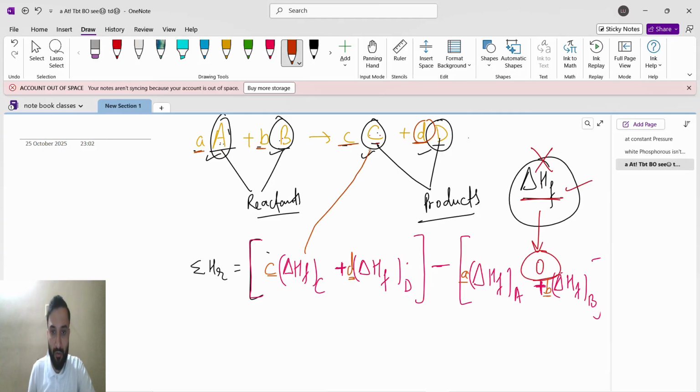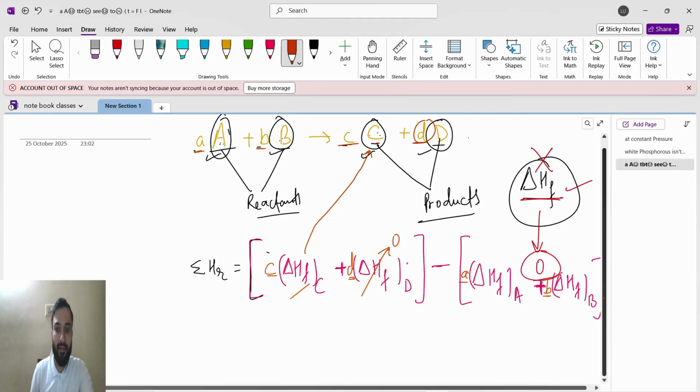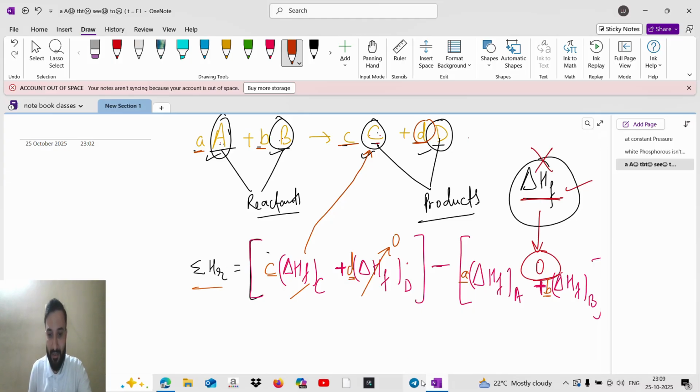Suppose the enthalpy of formation of C is given, we write its value multiplied by its coefficient. Then suppose the enthalpy of formation of D is not given, we take it as 0. Why? Tell me quickly, why will we take it as 0? Yes, because it is present in the standard state of an element. So if it is an element in its standard state, its enthalpy of formation will be 0. Like that we substitute: if the value is given, we substitute it; if not, we take it as 0 and multiply with its coefficient. Then the formation of the products minus the formation of the reactants gives the enthalpy of reaction.